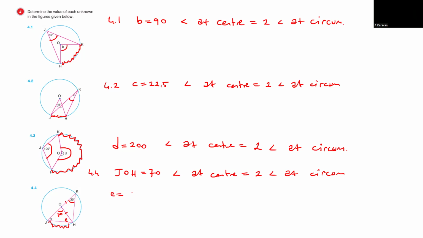So E is equal to 180 minus 70 over 2, which is 55. Reason is angles opposite equal sides, because OJ is radius, OH is radius.